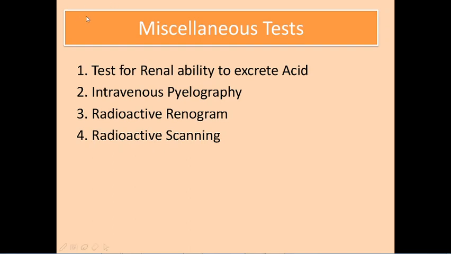Next is radioactive renogram. Iodine 131 labeled hippuran is given intravenously and simultaneously, and the radioactivity from each kidney is recorded. Radioactive scanning is a helpful method to detect abnormalities, to check whether the size, shape and position of the kidneys are normal or not. For this, radioactive scanning is helpful.